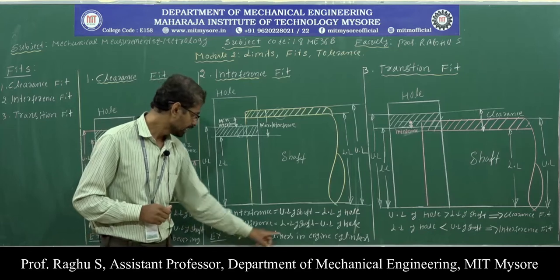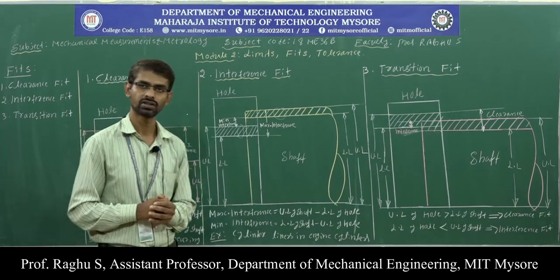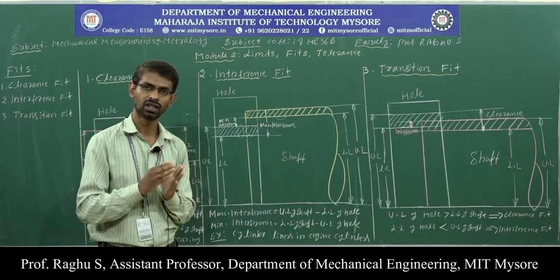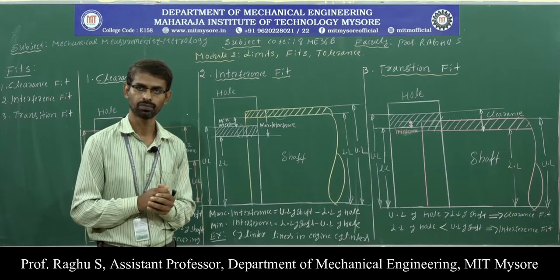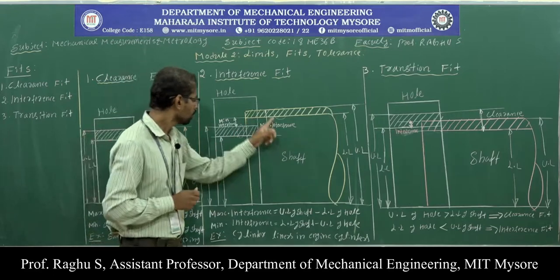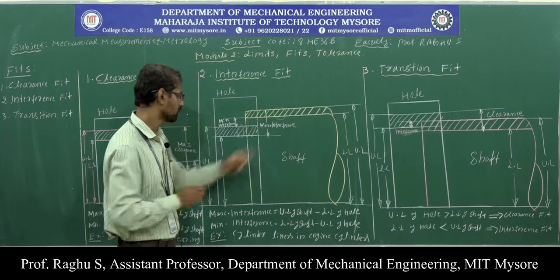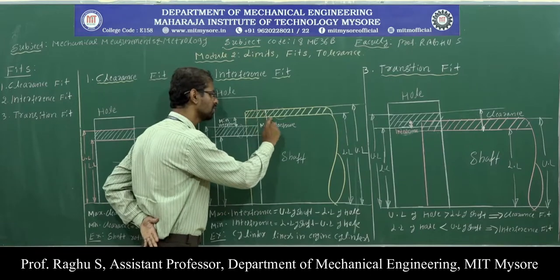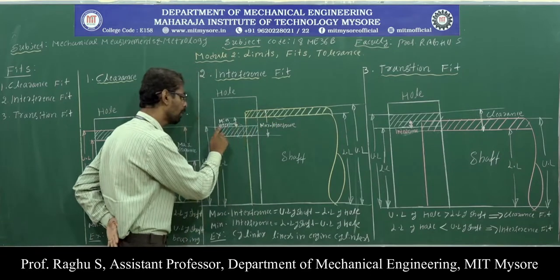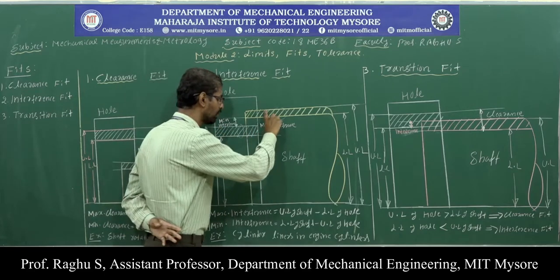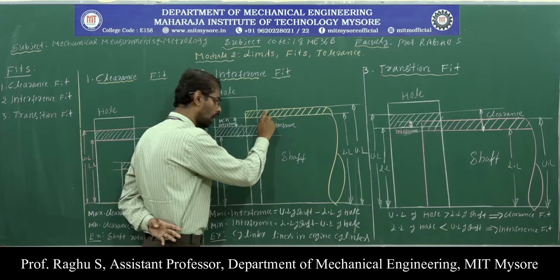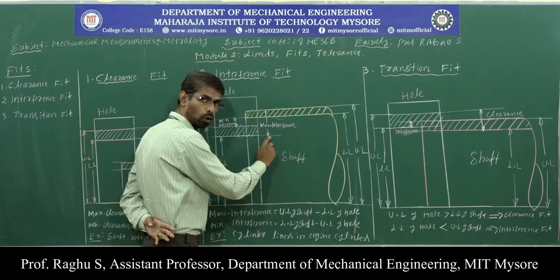Example: cylinder liners in engine cylinders. Cylinder liners and engine cylinders do not have any clearance or gap. And bearing bushes. Now, to obtain maximum interference: this is the upper limit of shaft and this is the lower limit of shaft. This is the upper limit of hole and this is the lower limit of hole. Now, let us write the maximum interference. Maximum interference is equal to upper limit of shaft minus lower limit of hole.